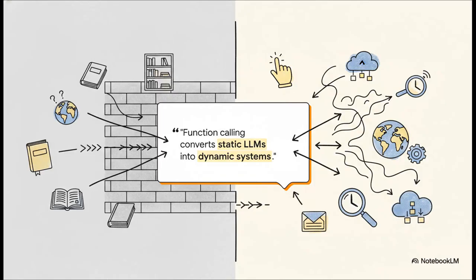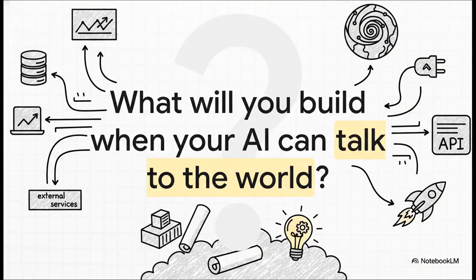This quote here really just nails it. It says it all. Function calling converts static LLMs into dynamic systems. You're no longer just talking to a static encyclopedia that's stuck in the past. You are now interacting with a dynamic system that can actually do things. It can act, it can fetch, and it can respond with live information from the world around it. And that really just leaves us with one final thought. Once you give your AI the ability to talk to any API, any database, any service out there, the possibilities just become, well, almost limitless. So the real question isn't what it can do, it's what will you build?